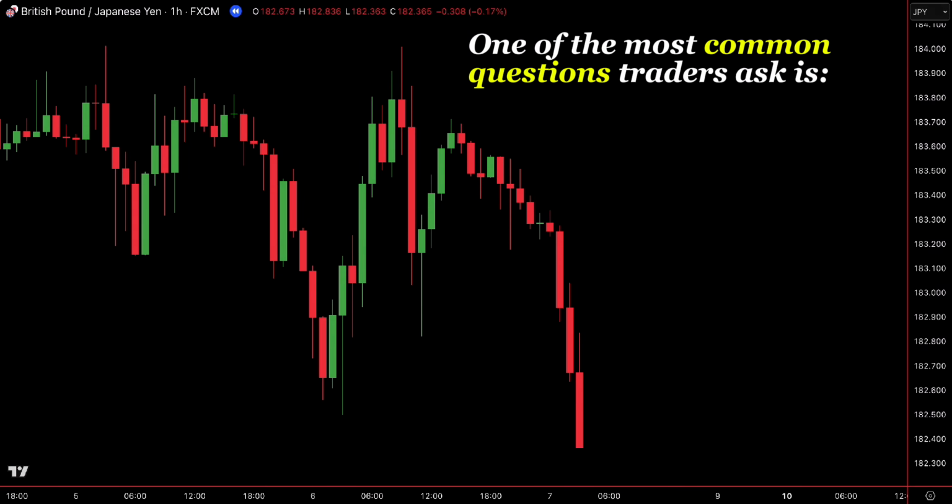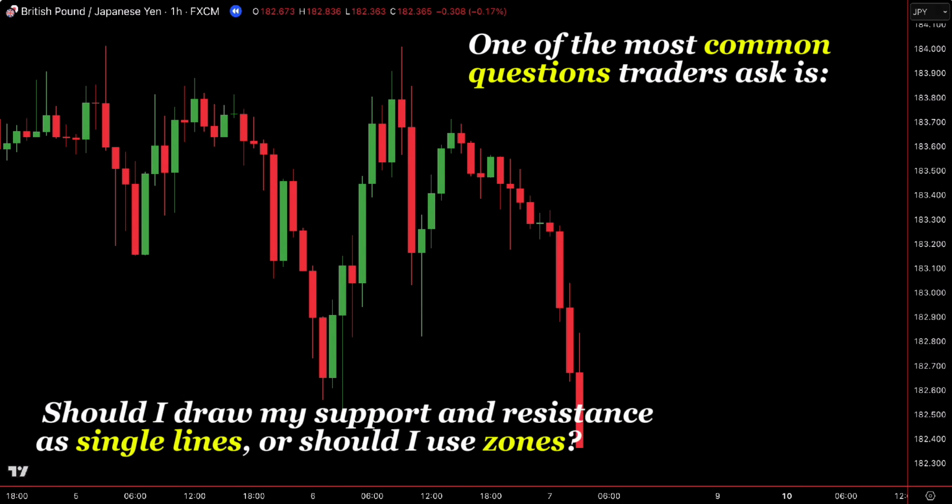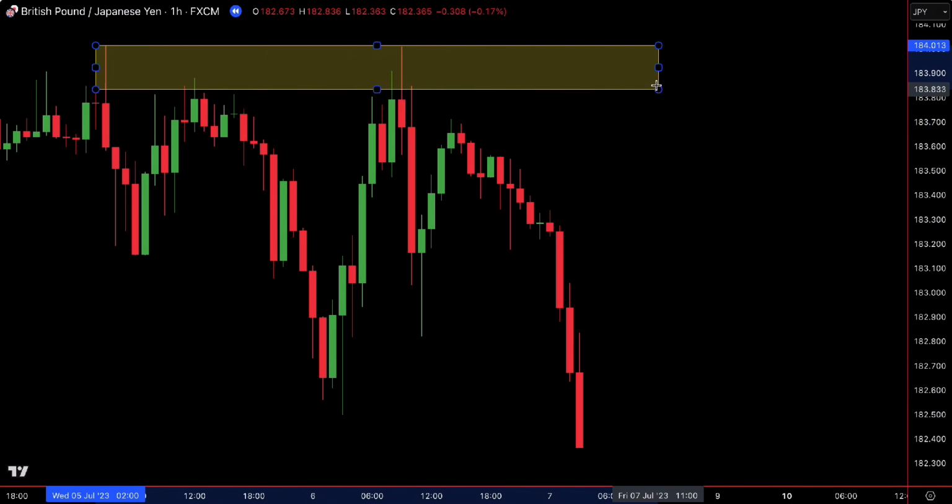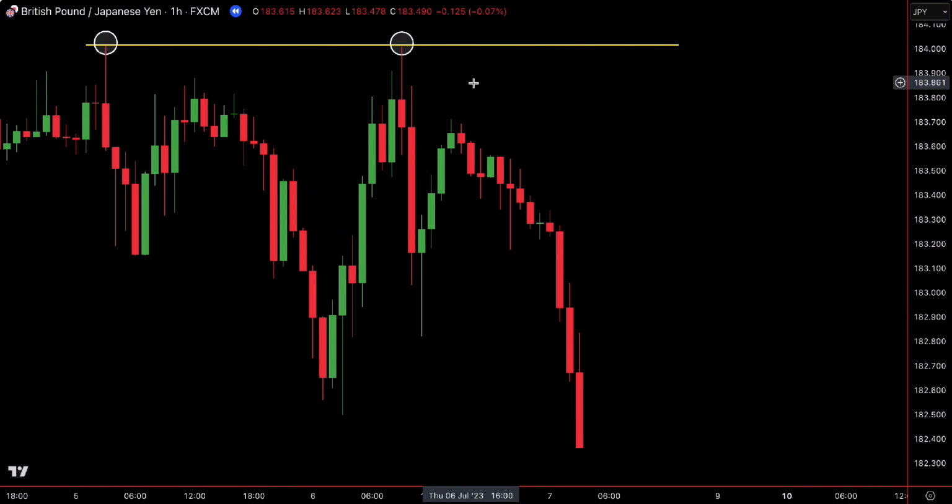One of the most common questions traders ask is, should I draw my support and resistance as single lines or should I use zones? Let's break this down using a clean example from the British pound, Japanese yen. Sometimes, price reacts so cleanly that all reversal points align perfectly along one straight level. In this chart example, by plotting a single horizontal line, we immediately see a clear and obvious resistance level. The turning points match the line almost perfectly. Candle closes, wicks, everything. In situations like this, drawing one line is simple, clean, and accurate.